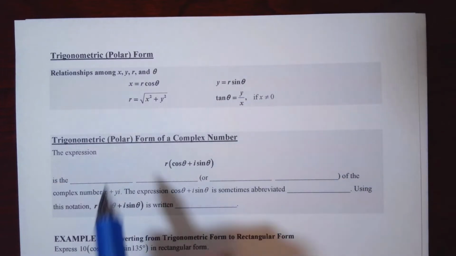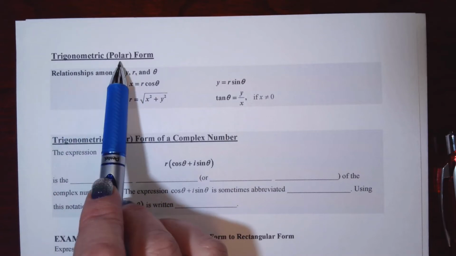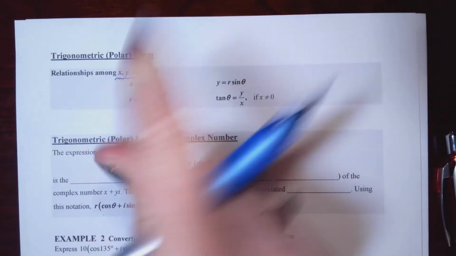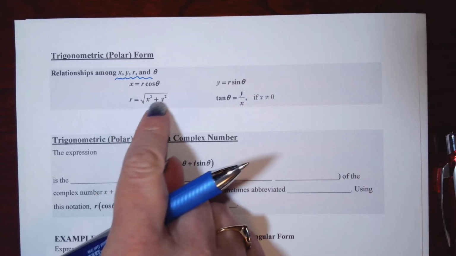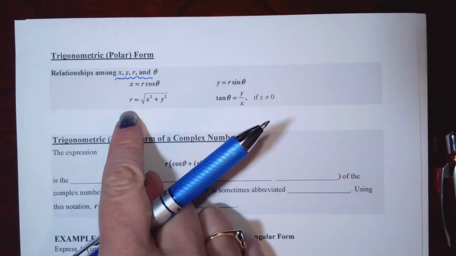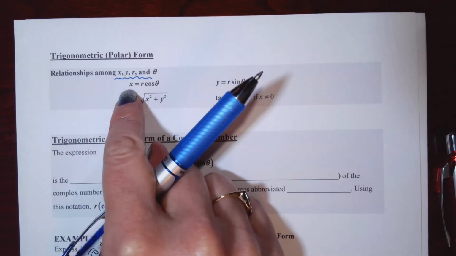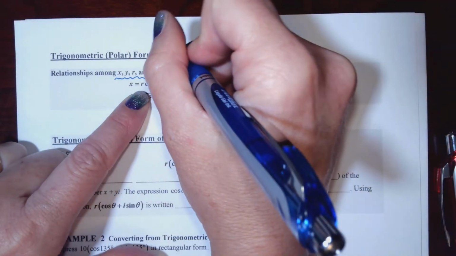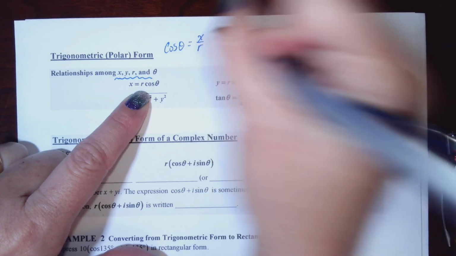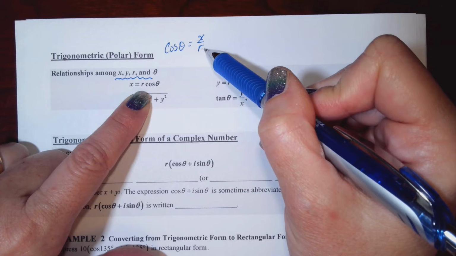So when I am switching from my rectangular or standard form to my trig or polar form of my complex imaginary numbers, I need to remember relationships between these values, x, y, r, and theta. Now, we know this is my Pythagorean theorem, right? R squared equals x squared plus y squared, so r would be the square root of that sum. And I know that x is cosine theta. Now, if I'm on the unit circle, it's just x, but if I'm not on the unit circle, we've got cosine theta is x over r.